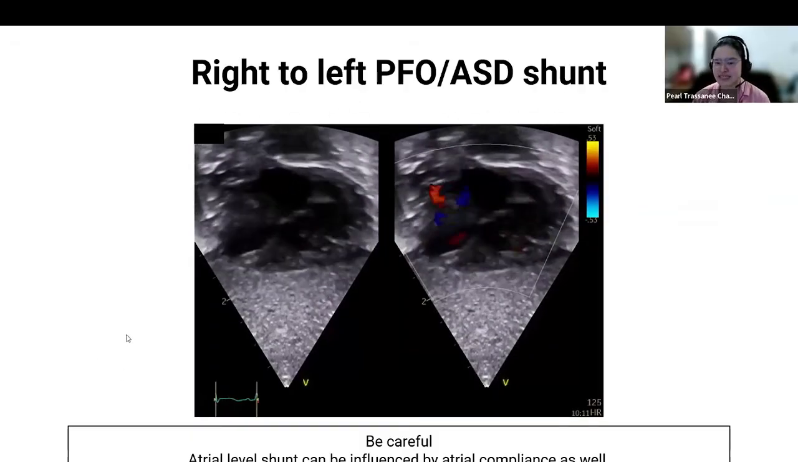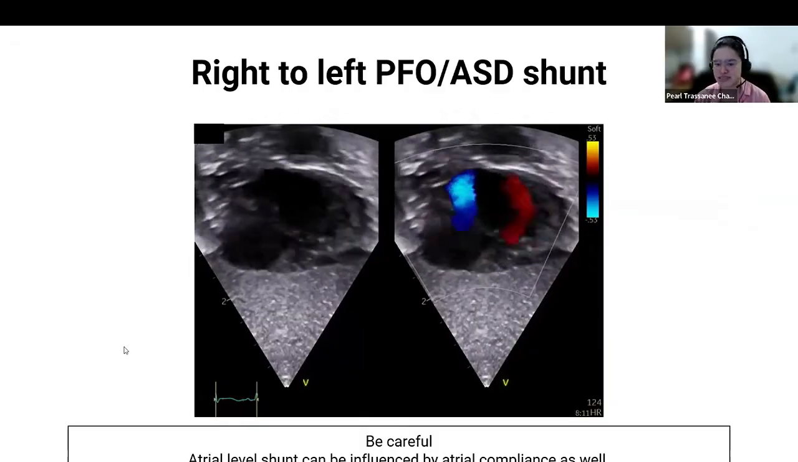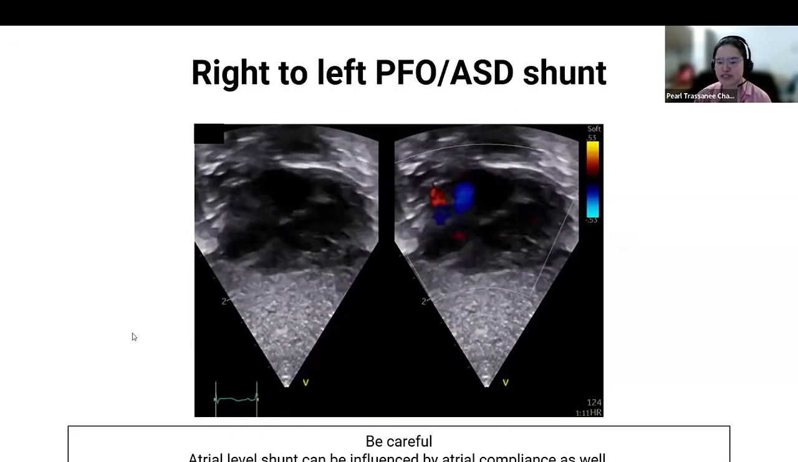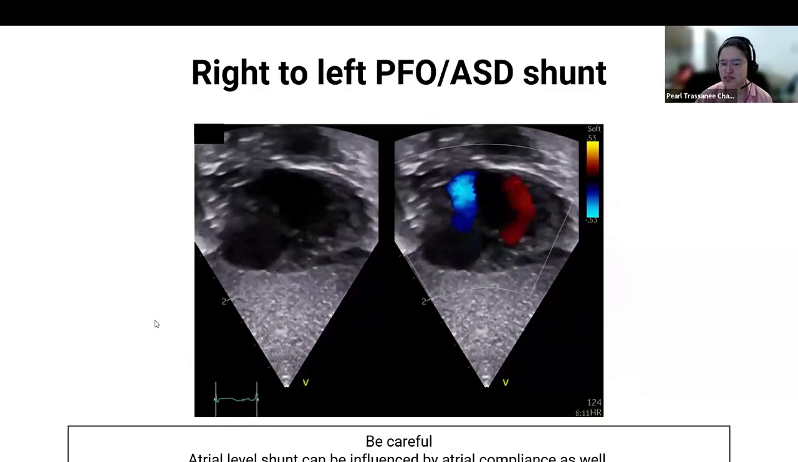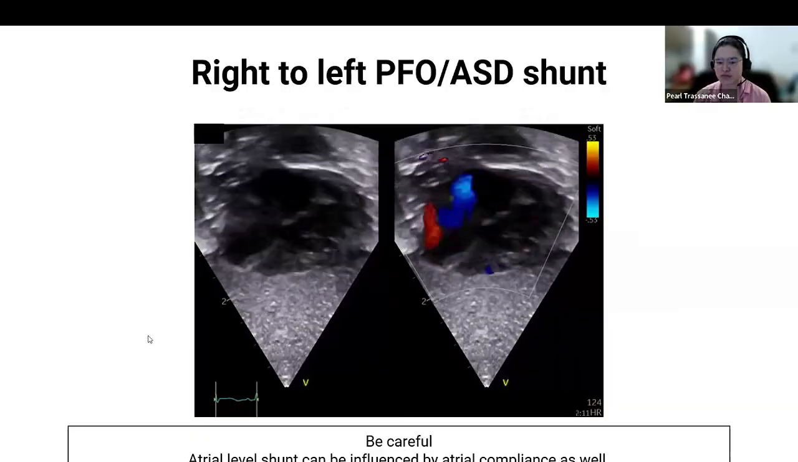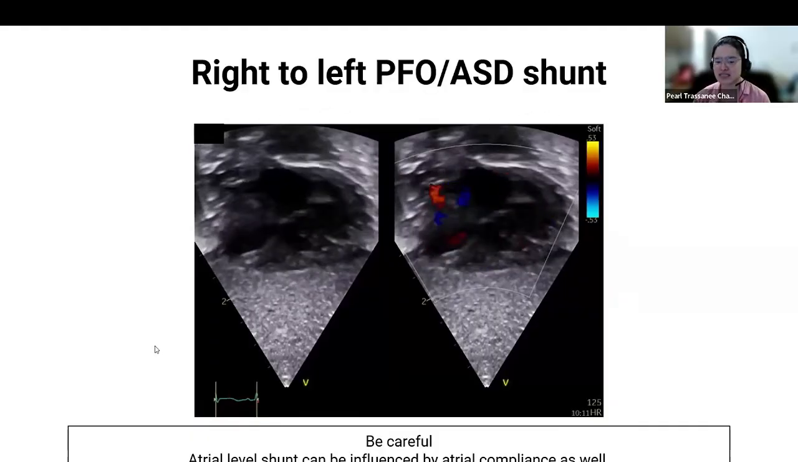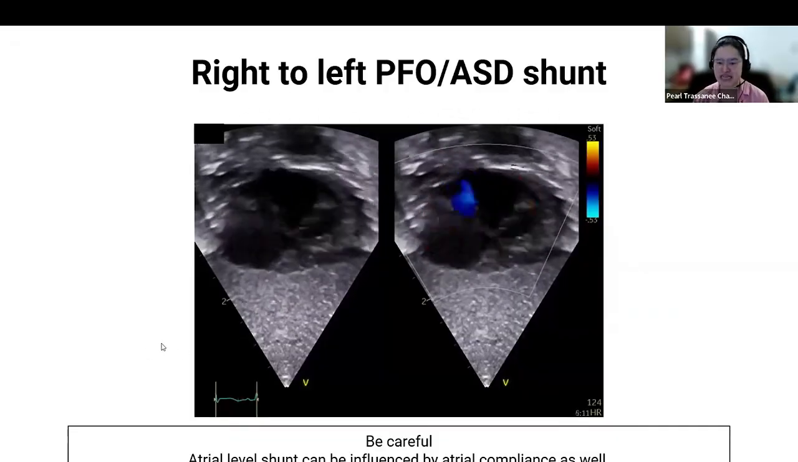Last but not least, another useful assessment is the atrial level shunt directionality. Normally, the left atrial pressure exceeds right atrial pressure after birth, resulting in either left to right flow or functional closure of the foramen ovale. When we see right to left shunting across the atrial septum, it is a marker that raises concern that the right-sided pressure may be elevated.